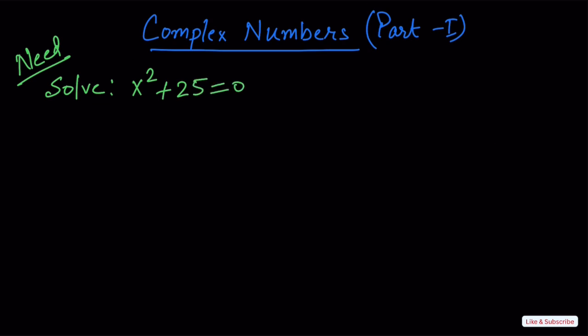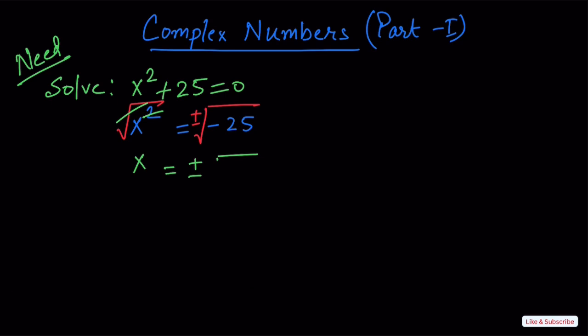As we know, when we are solving it, we need to separate the variable from the constant. So we'll take the 25 to the other side, which becomes negative 25. Now we want to get rid of the square, so we'll take the root on both sides. But when you take the root on both sides, it gives you plus minus. The square cancels the root because they are opposite. So I got the value of x equals plus minus root of negative 25.